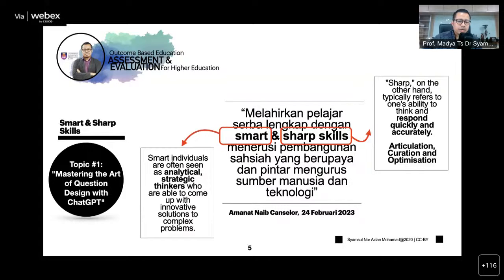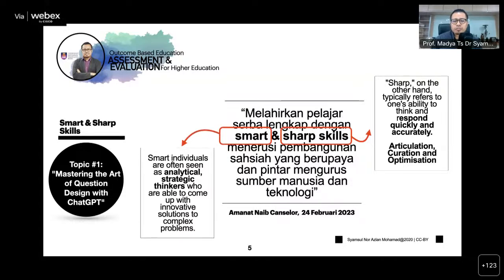All right, if we are referring to the smart, in the perspective of overcoming the challenge of artificial intelligence, I do believe that the skill set of analytical, strategic thinking is something that we need to upskill and retrain ourselves in, whatever technology comes in. Analytical thinking is a must for every educator and student. It's not only to solve the problem, but also to provide new solutions to complex problem solving. And the sharp skills refer to the ability to think and respond quickly and accurately.